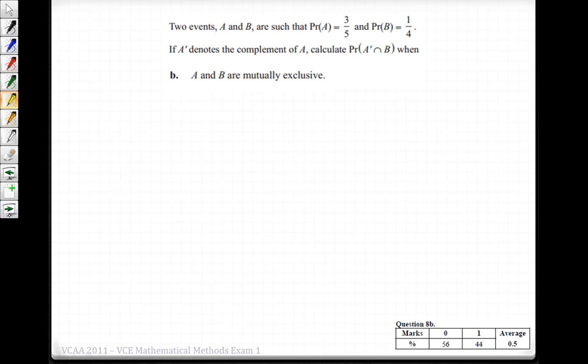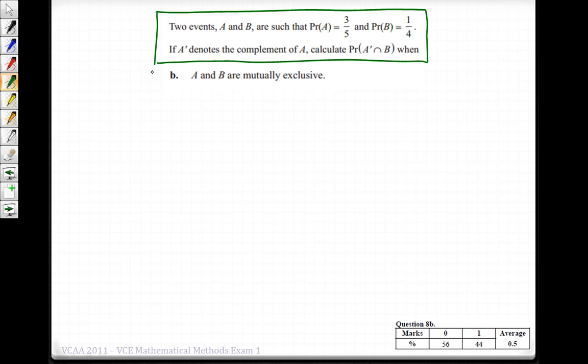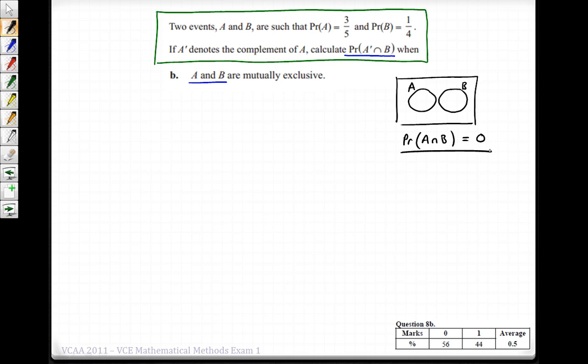Alright, so the next question builds on this information we had previously. We're now asked to find that probability of A dash intersecting B when A and B are mutually exclusive. So mutually exclusive events have absolutely no intersection. If one occurs, the other one can't. So here you can see that the probability of A intersecting B equals 0.